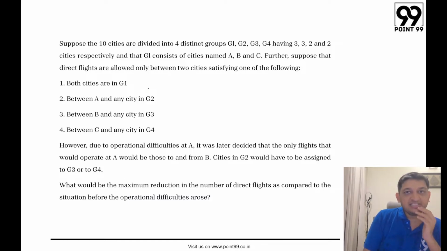Now again the context remains the same. G1 consists of cities A, B, C and these things will remain exactly the same. But operational difficulties at A. So let me do one thing. I'll just write it again.